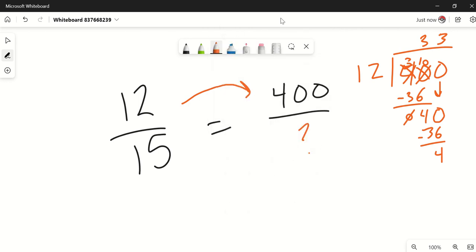So we are going to need to do some steps here because I cannot make 12 become 400 without multiplying by a decimal. And then there's no way that 33.3 times 15 is going to give me an actual number of people. So this is where we're going to need to do our steps.